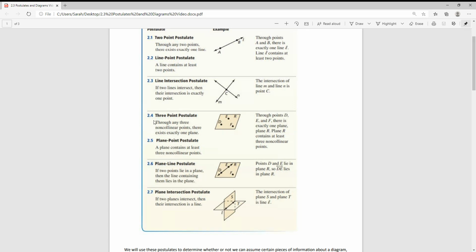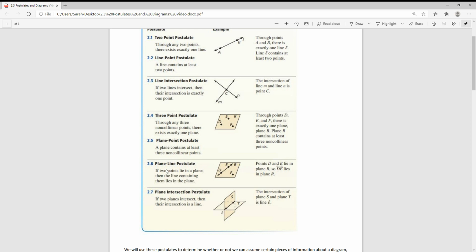The 3-point postulate and the plane point postulate kind of go together, sort of like the 2-point and the line point did. The 3-point postulate says that through any 3 non-collinear points, there exists exactly one plane. So if you look at the picture here, I have points E, D, and F. They are not collinear, and so we have a plane that goes through all of those, and that would be plane R. The plane point postulate is basically saying the opposite. If I have a plane, for instance plane R, it contains at least 3 non-collinear points. So for example, E, D, and F.